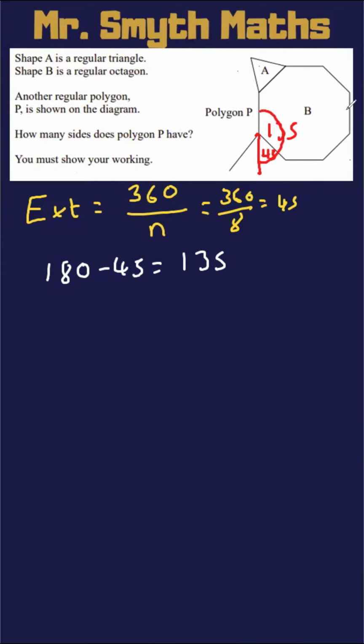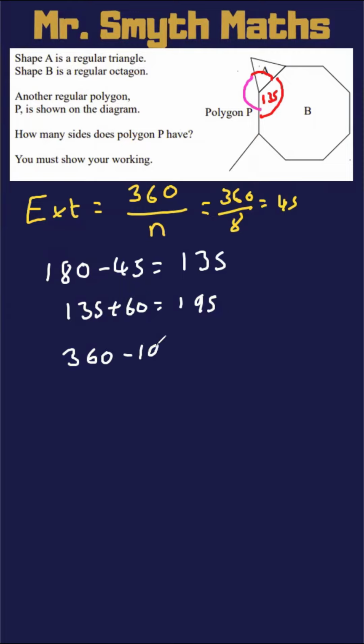So if all of these angles are 135 degrees, what we can now say is that this angle is 135. But then we've also got this angle, which we know to be 60. So if we add these together, 135 plus 60 degrees, that gives us 195. Let's work out the pink angle, because now you can see we've got angles around a point. So 360 take away 195 is going to give us 165.